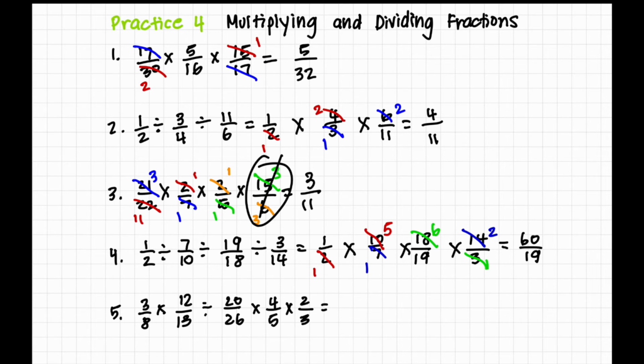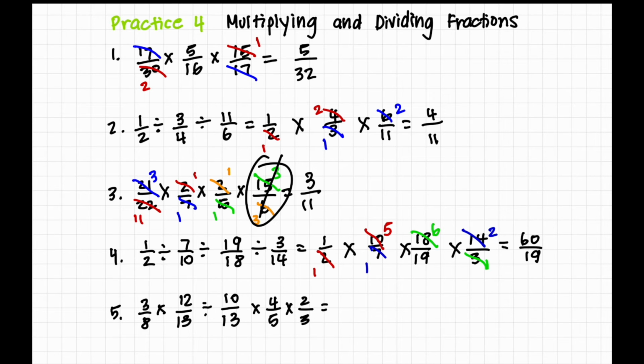So we can right away see that 20 over 26 is not simplified, right? So we can right away simplify that to 10 and 13. 10 and 13, that's right. So we will do that, 10 and 13.